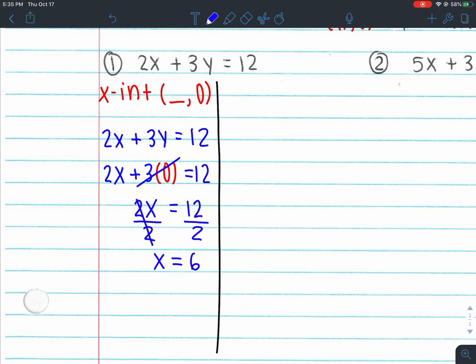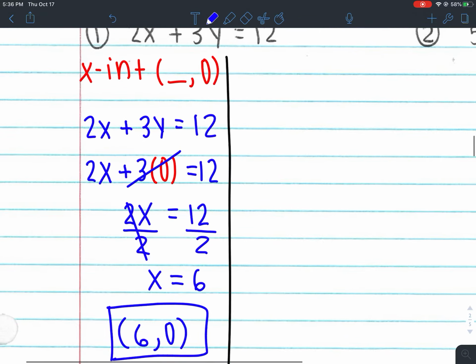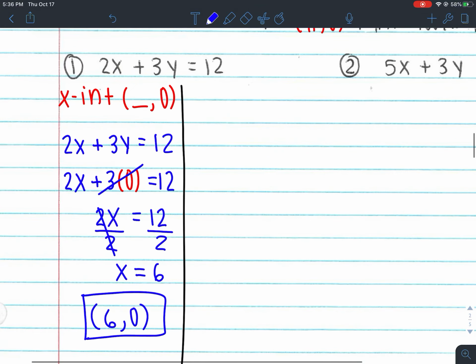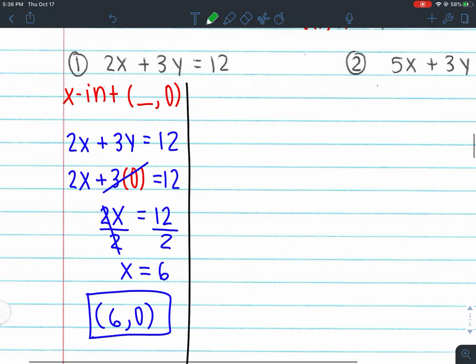Now, is that how I write an x-intercept? No. You write an x-intercept as a point. So our x-intercept is 6, 0. Okay? Not too bad, right? So that's why we're calling it an x-intercept. We're solving for the x value. We know what the y value is. We know it is 0, and we're solving for x.